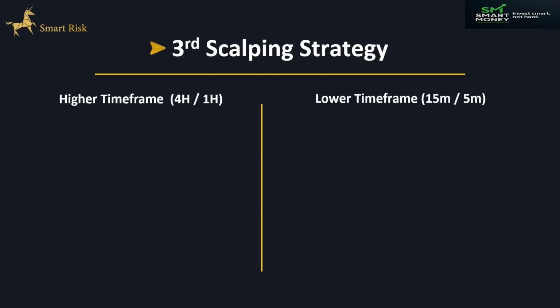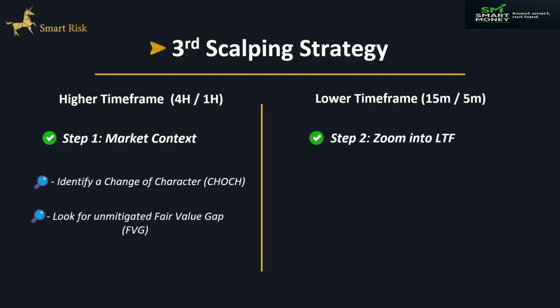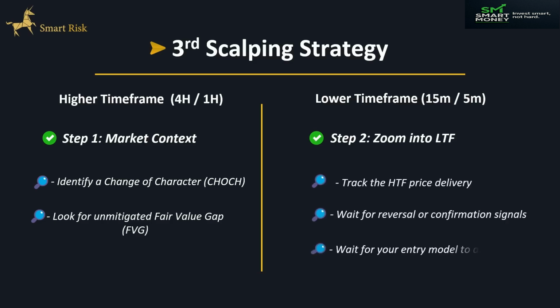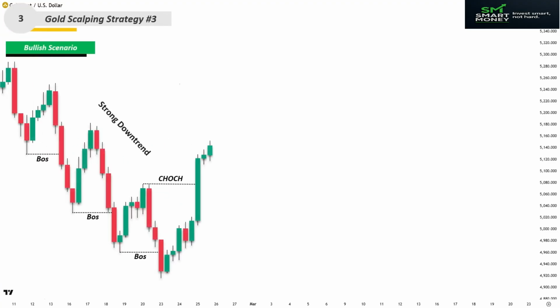Just like the previous two strategies, to apply this setup correctly, you need to work with two time frames. First, a higher time frame, such as the 4-hour or 1-hour chart, to analyze market structure and look for a clear higher time frame change of character, along with the formation of an unmitigated fair value gap tied to it. Then, we zoom into a lower time frame, such as the 15-minute or 5-minute chart depending on the combination you prefer, to look for reversal signs, confirmation signals, and eventually a proper entry model. Now, let's go step by step and see exactly how to apply it on the chart.